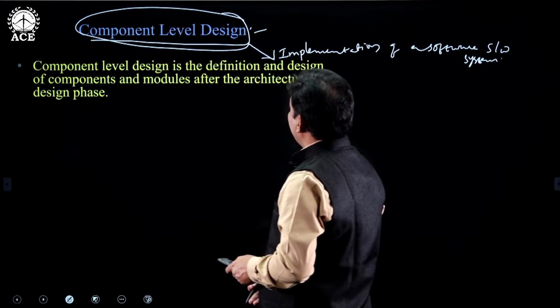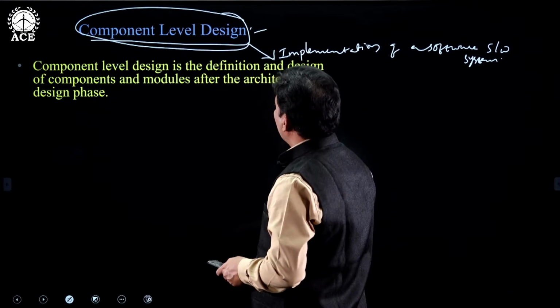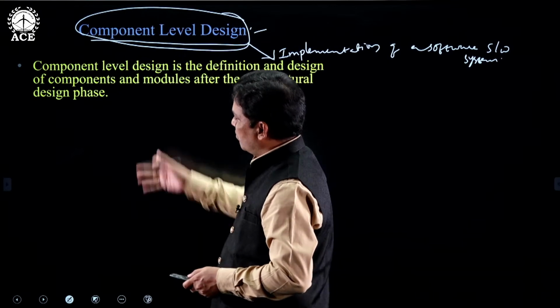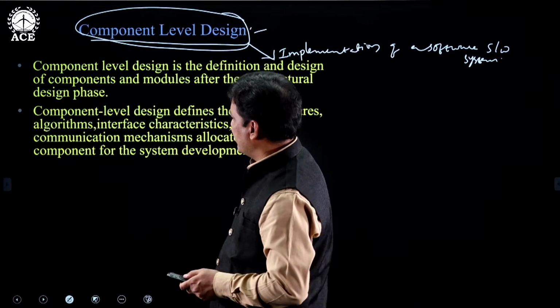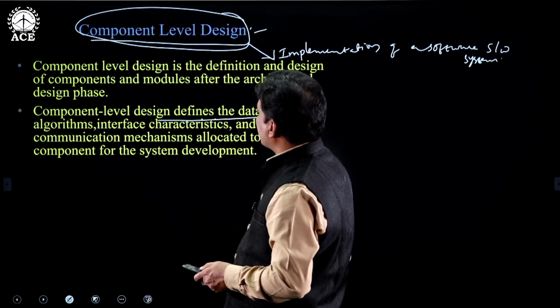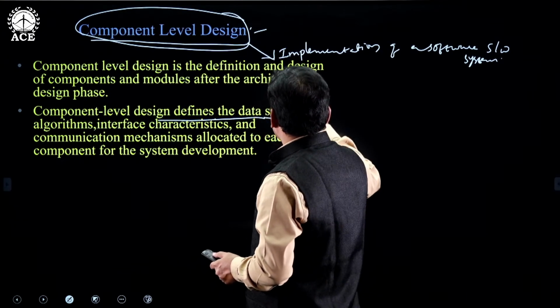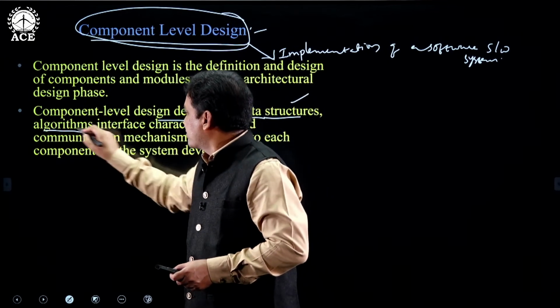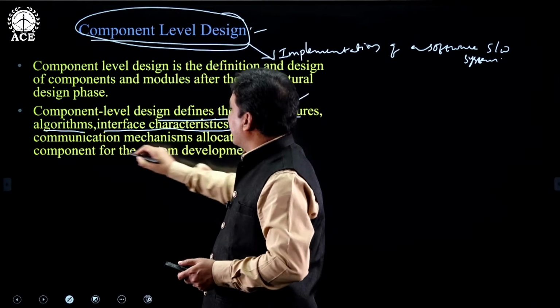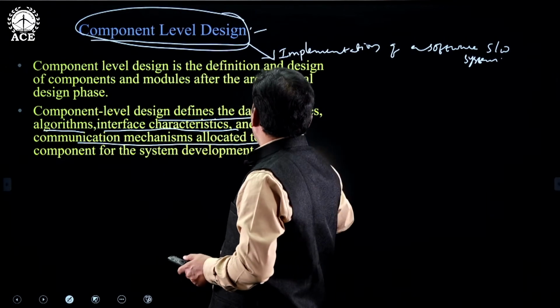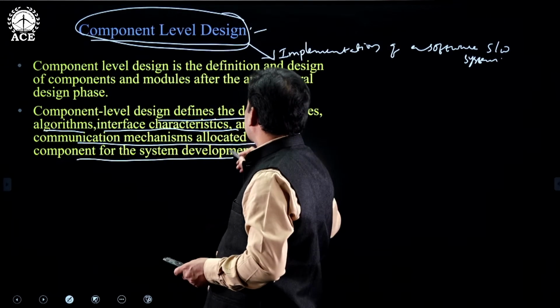Component level design is the definition and design of components and modules after the architectural design phase. So based on the architecture, component level design takes place. Component level design defines the data structures, algorithms, interface characteristics, and communication mechanisms allocated to each component for the system development.